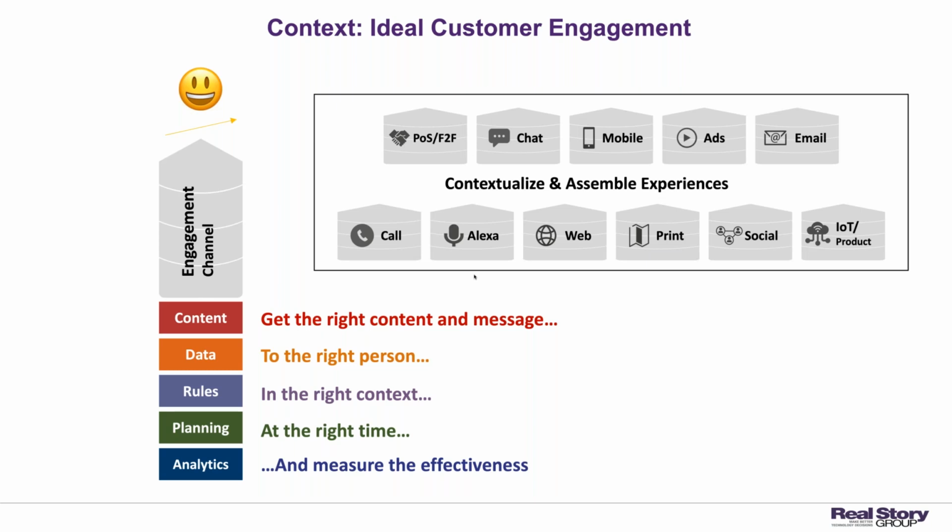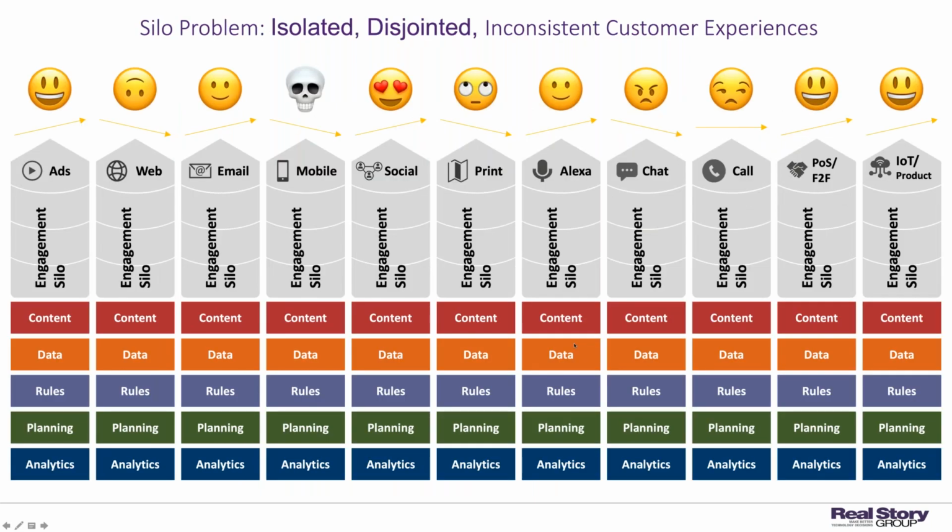And so many engagement channels, therefore, put these kinds of services at your fingertips with respect to content, data, rules, planning, and analytics. The problem is when you're talking about 11 different engagement channels, this causes a problem for the customer, in that you end up with these isolated, disjointed, and inconsistent customer experiences across all of these, with content and data really stuck within individual engagement silos.